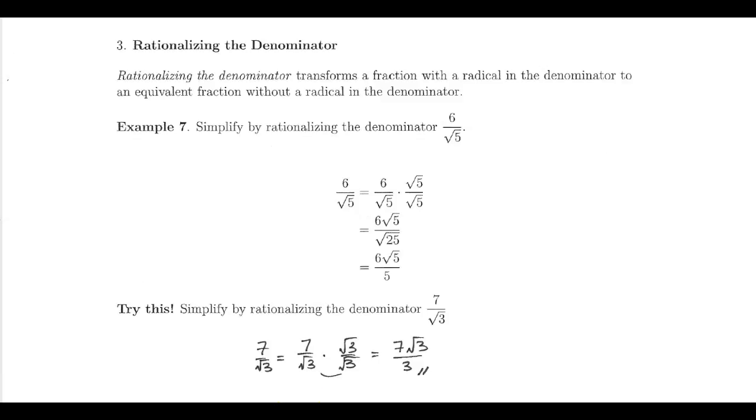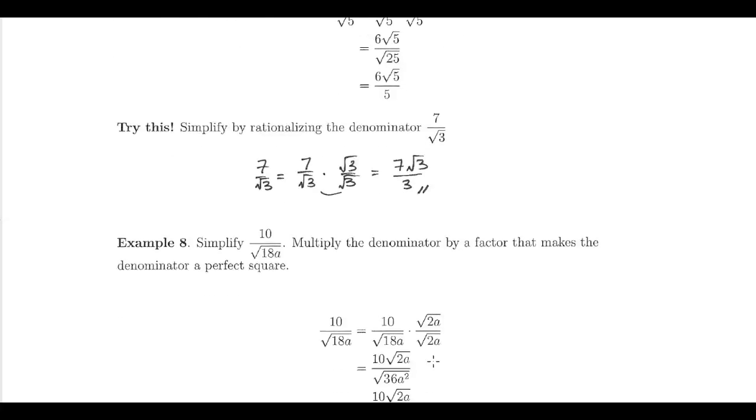Okay, so what we have here is we're using the same procedure. We can multiply 7 over root 3 by root 3 over root 3. Square root of 3 times square root of 3 is square root of 9, which is 3. So this simplifies to 7 root 3 over 3.